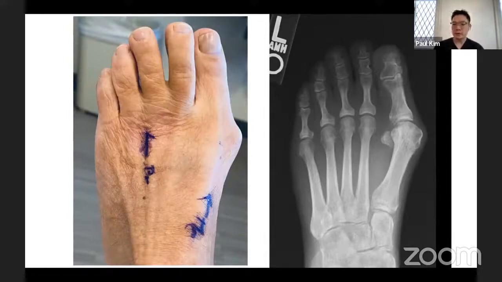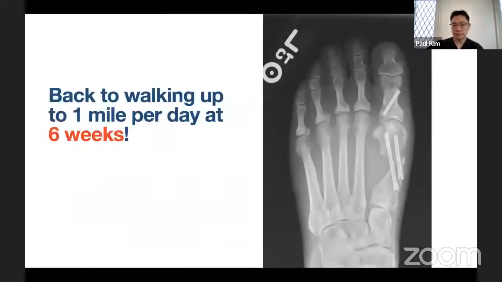I told her, if we're going to do this, we need to recreate that triplane structure of the foot. And that's why I would recommend going with an MIS bunion surgery. And she agreed. And so this is her at 6 weeks. We took out the Morton's neuroma, corrected her bunion, and she is back to walking 1 mile per day at 6 weeks.